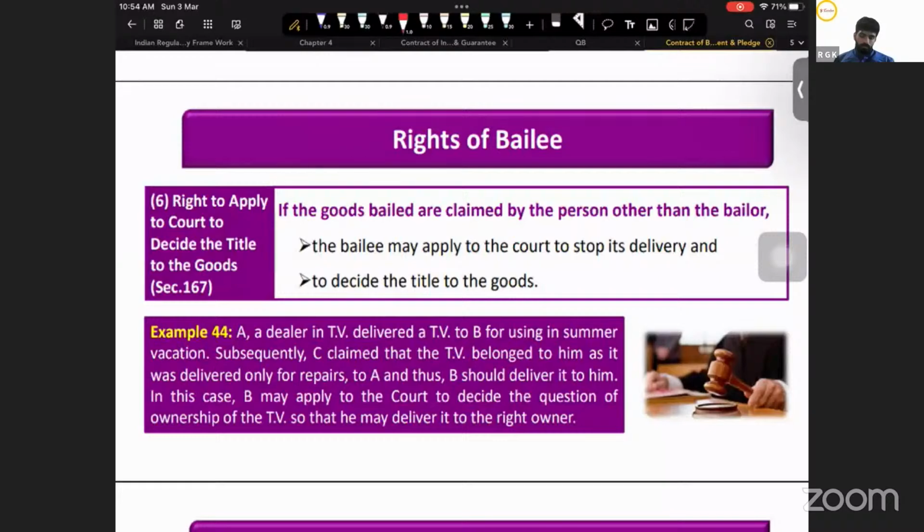Is it clear? These are the general rights available to a bailee. One more right is to be discussed, before which please give me a confirmation whether these things are clear. Whatever I have discussed already, whether it is clear or not.